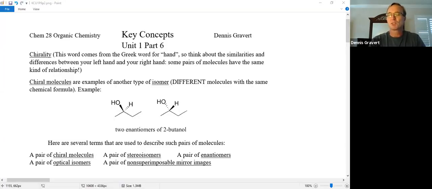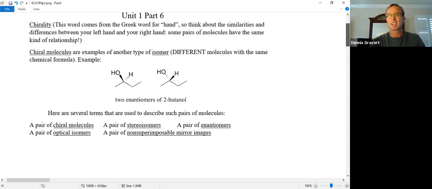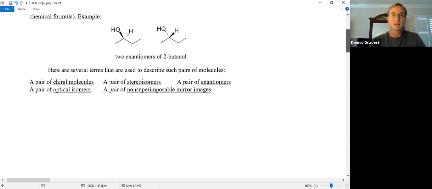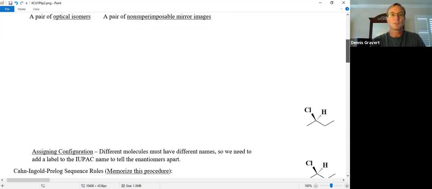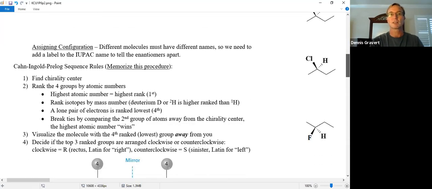Hello again. Let's continue talking about chiral molecules, but today let's talk about how to name them, how to assign configuration. Okay, so we're working in Key Concepts, Unit 1, Part 6. The first page of that document looks like this. You have to scroll down a ways. On the screen, I cut out the stuff we've already covered in a previous video. I'm going to scroll down to this part called Assigning Configuration.